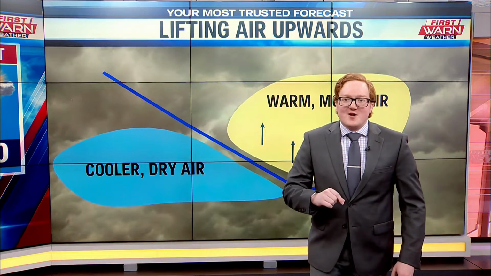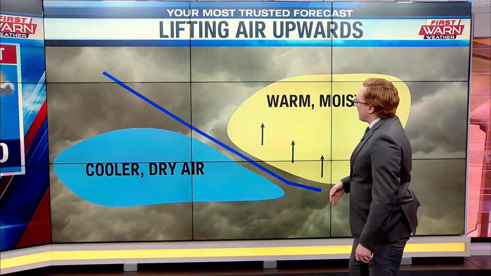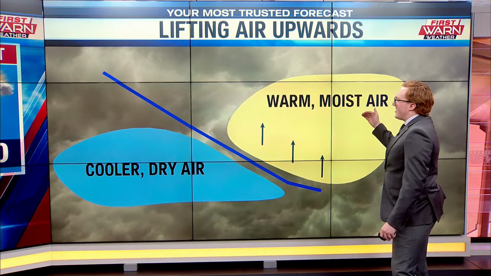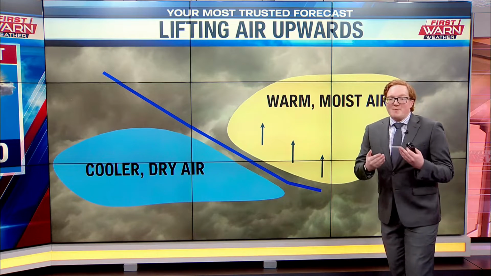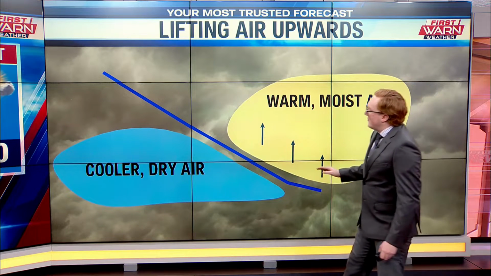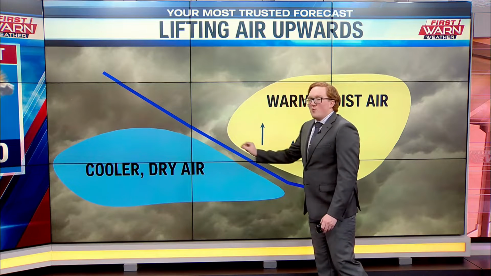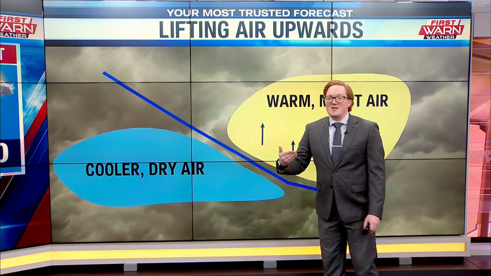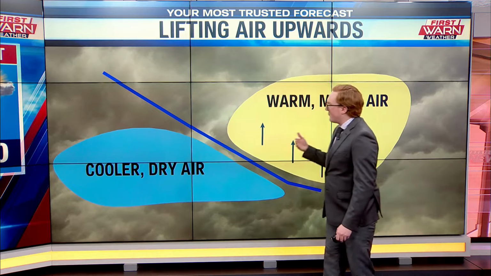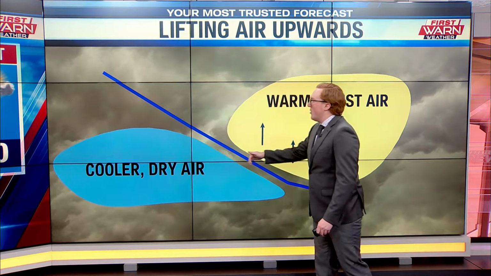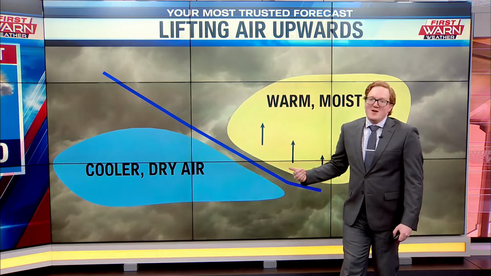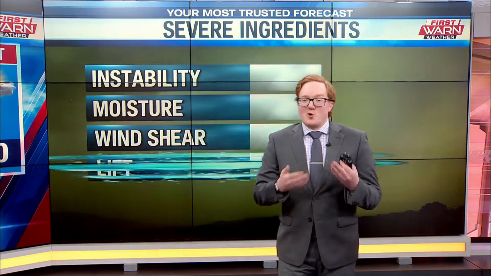Now, the last one that we're talking about is lift. The other ingredient we need is to get that warm, moist air up into the atmosphere to tap into all of that energy that we're talking about, so we need some sort of lift. Now, one idea is a cold front. That's what we're going to be seeing on Wednesday with that cold front coming through, that cold, dry air working its way in underneath the level of warm air that will help to spur off those storms.